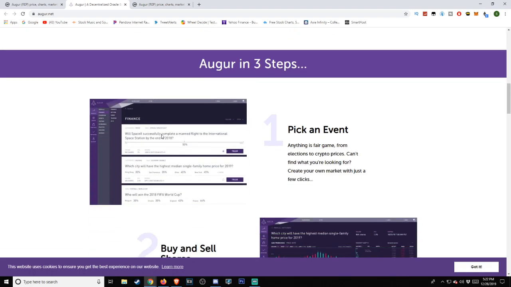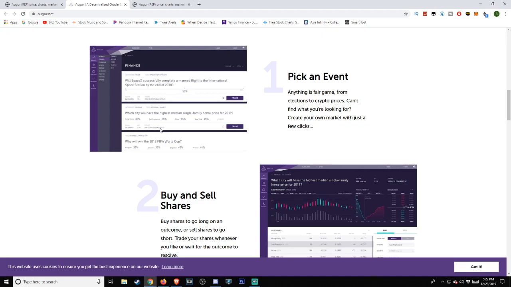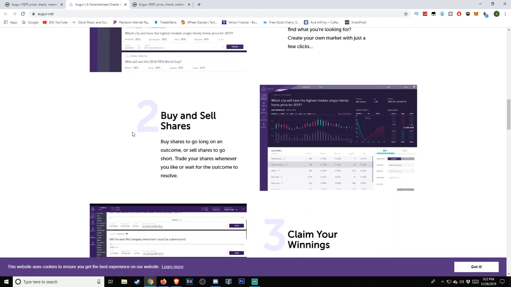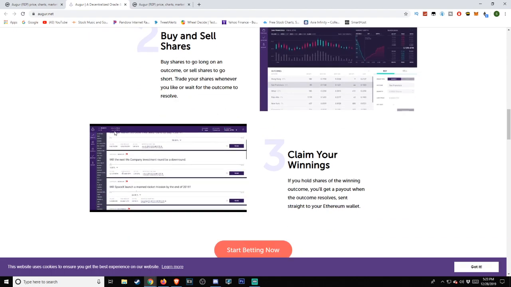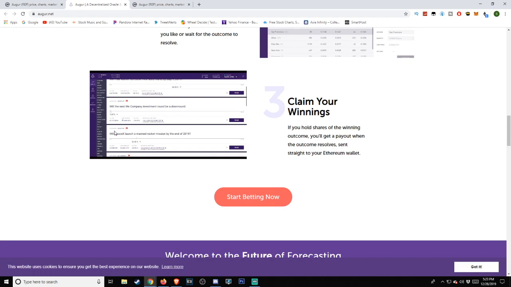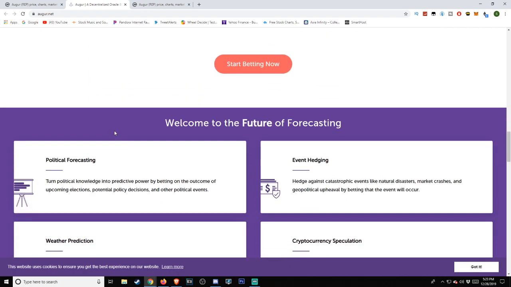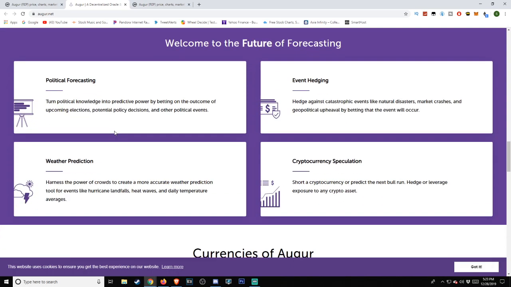Augur in three steps. One, pick an event. Anything is fair game, from elections to crypto prices. Can't find what you're looking for? Create your own market with just a few clicks. Two, buy and sell shares. Buy shares to go long on an outcome or sell shares to go short. Trade your shares whenever you like or wait for the outcome to resolve. Three, claim your winnings. If you hold shares of the winning outcome, you'll get a payout when the outcome resolves, sent straight to your Ethereum wallet. Welcome to the future of forecasting.